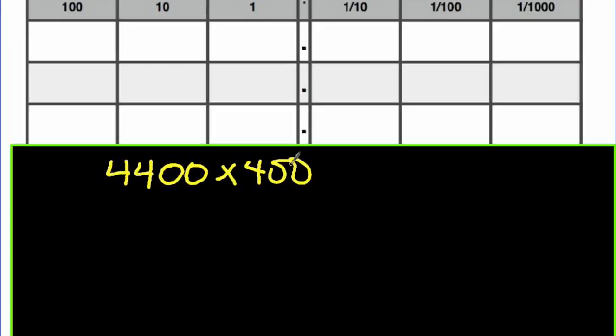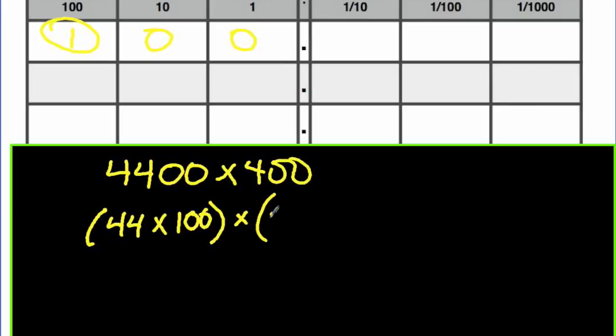Do the distributive property for me on this. Because we said it was 176 10,000s, right? So how do I get to 4,400? 44 times what? How did I get my 2 zeros? I had to go to which place to get 2 zeros? 100. So it'd be 44 times 100 times 4 times. I have 2 zeros again.